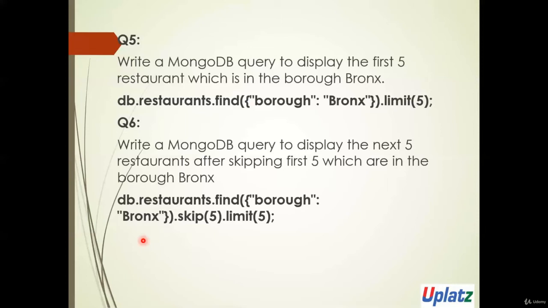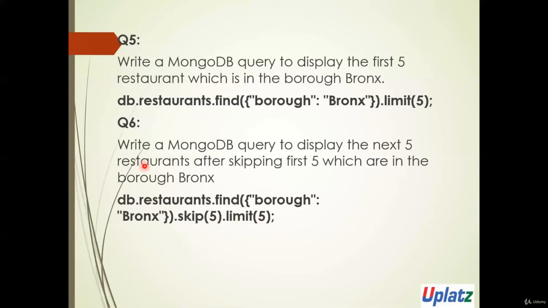So what we need to do is use the skip method. db.collection.find borough Bronx dot skip 5, which means it will skip the first 5 and then take the next 5. For that we need to use the limit method. So this is all about skipping the first 5 and getting the next 5.